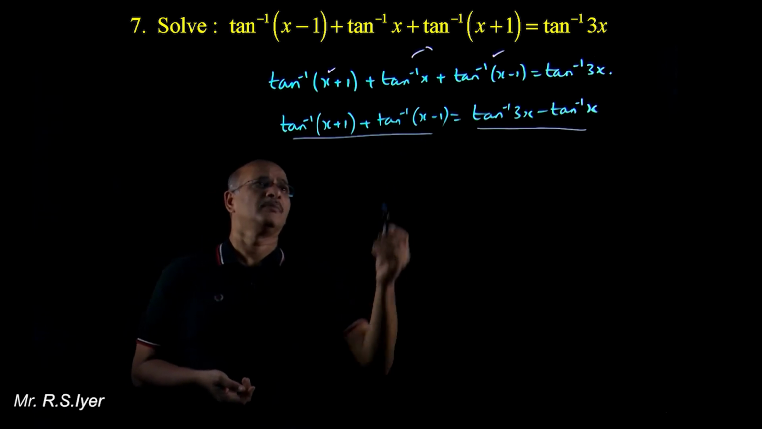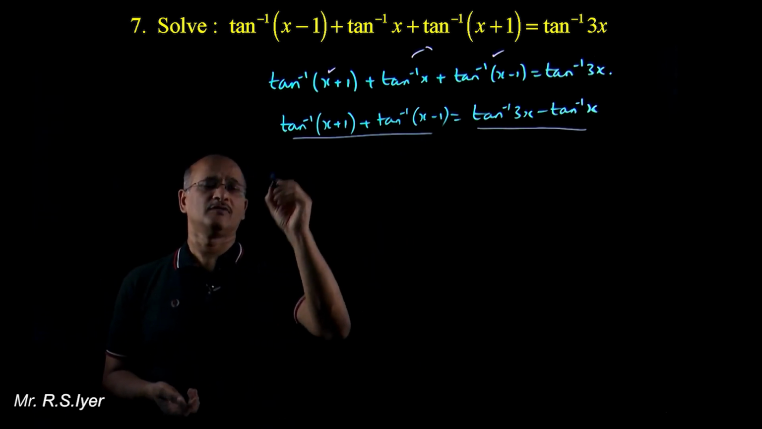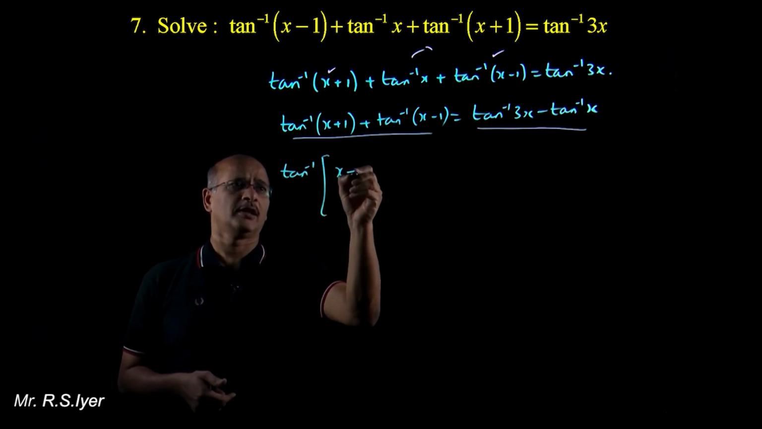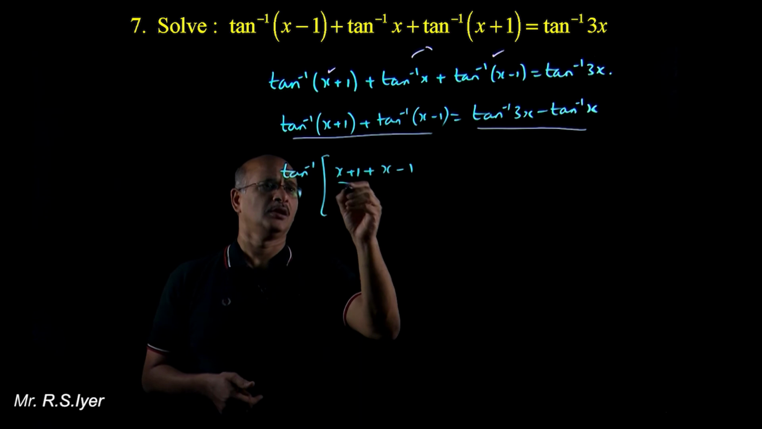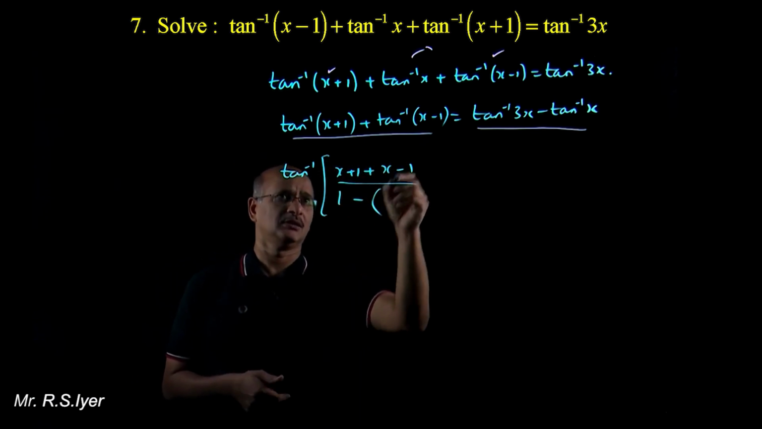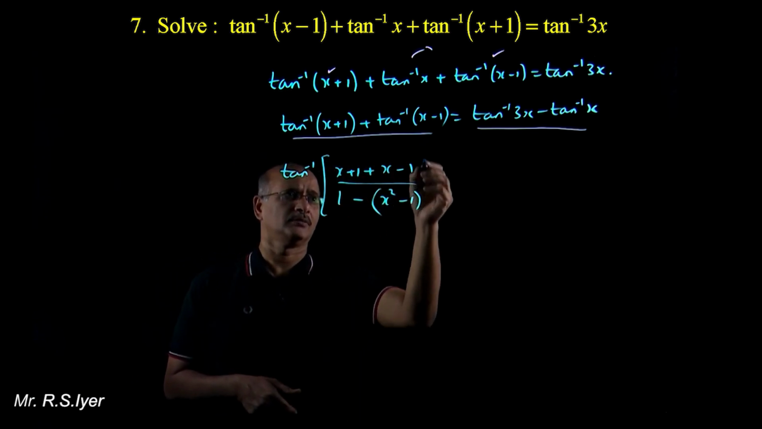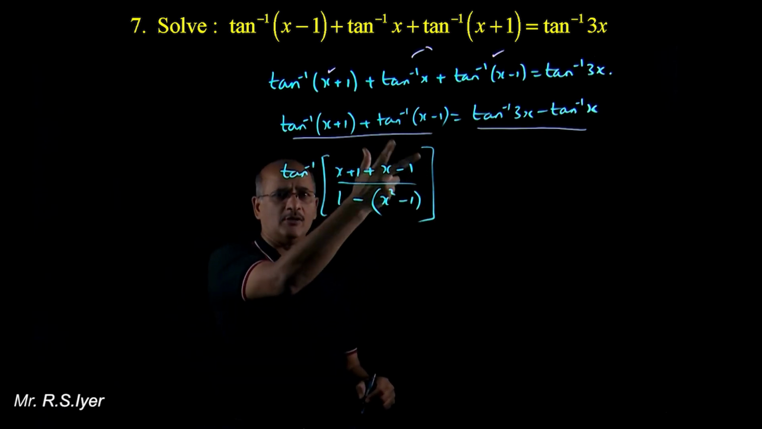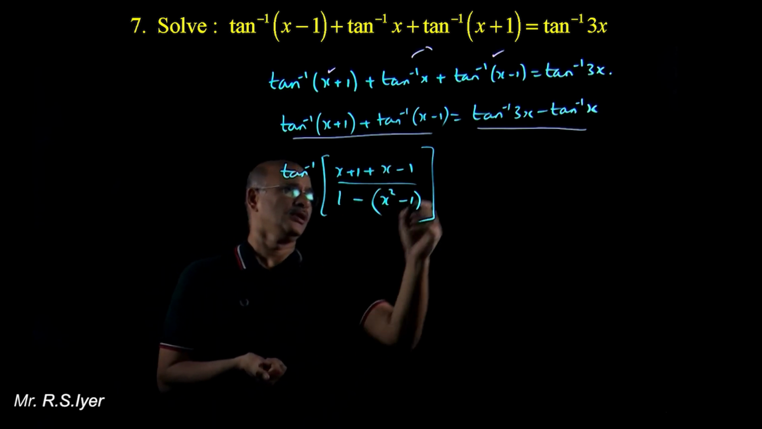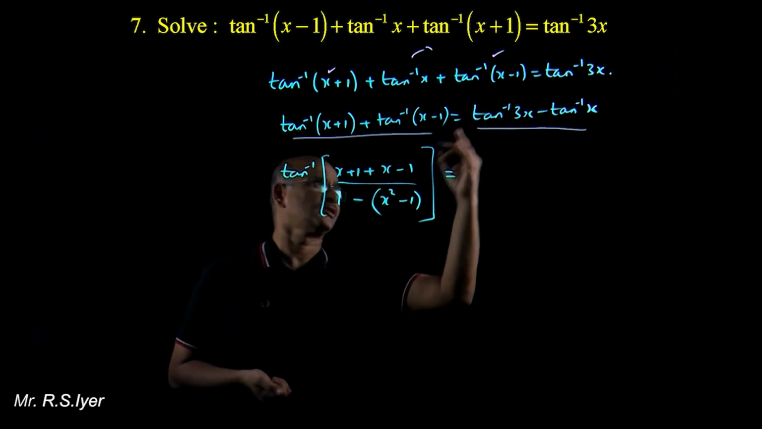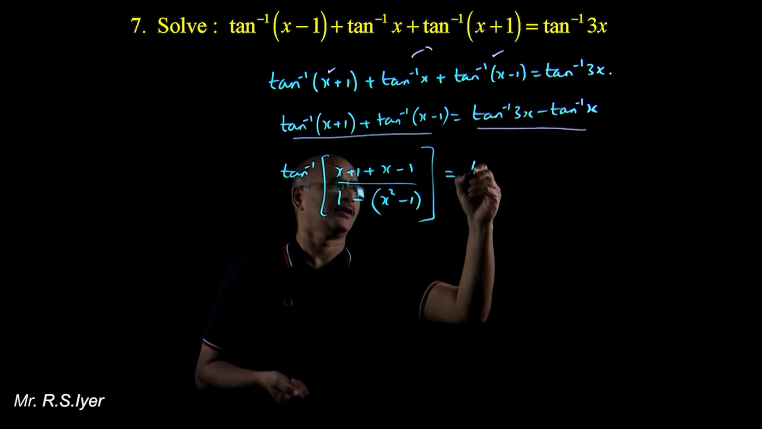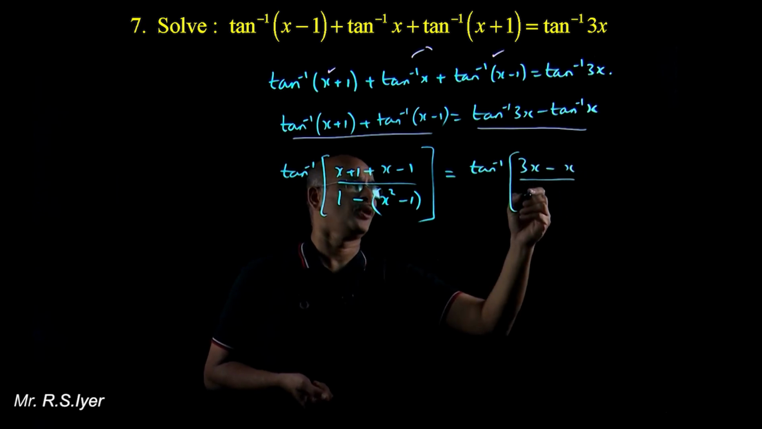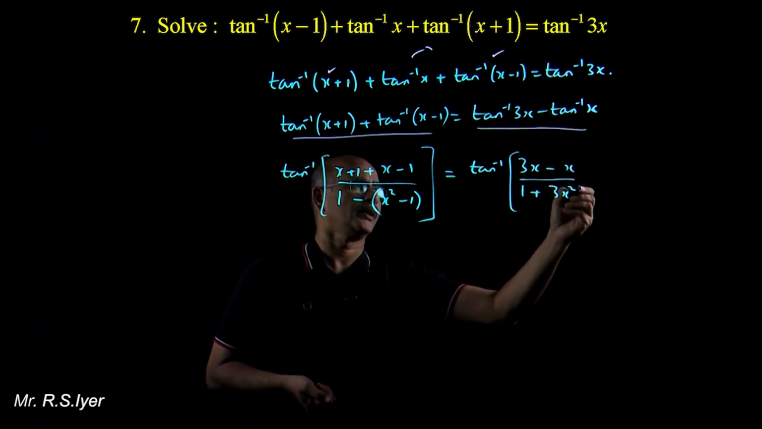So tan inverse a plus tan inverse b. So tan inverse x plus tan inverse y, everybody knows what is the formula. It is tan inverse of (x plus y) upon (1 minus xy). So what is my xy here? x plus 1 and x minus 1, and you find the product of it, it is x square minus 1. Try to understand this, tan inverse x minus tan inverse y. So this is tan inverse of (3x minus x) upon (1 plus 3x square).